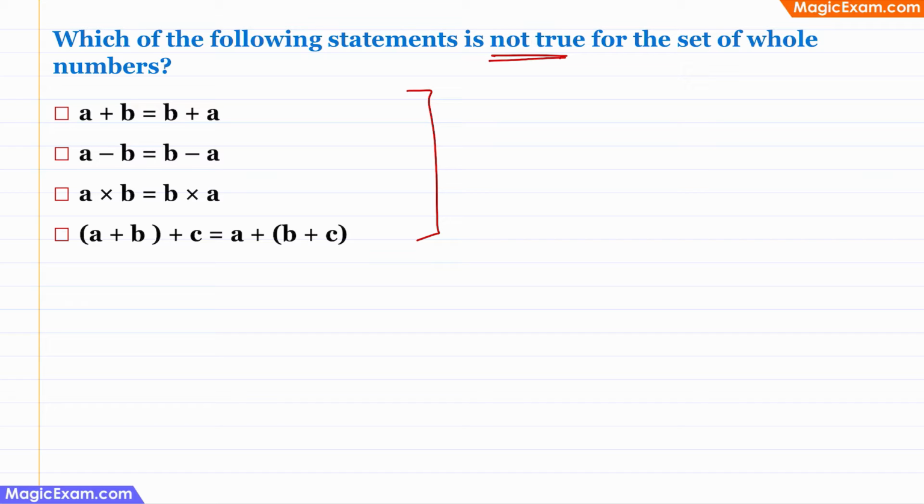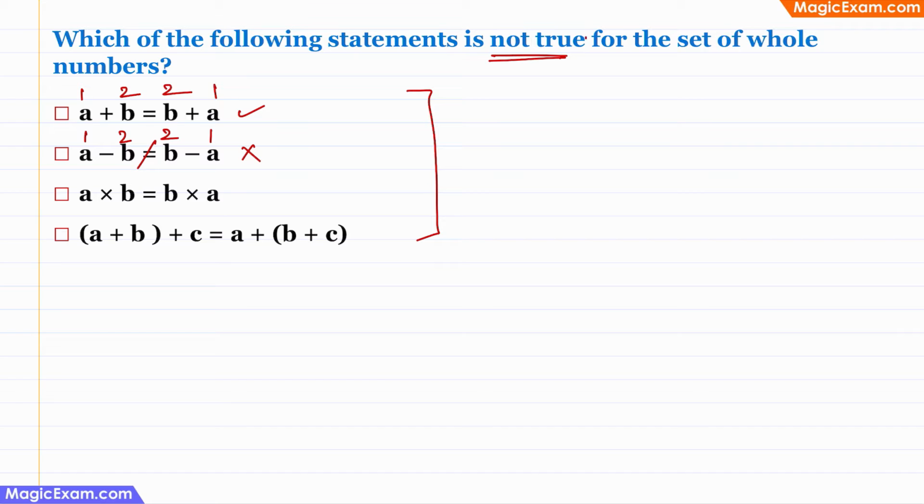For example, if I were to put 1 and 2 here and 2 and 1 here. So 1 plus 2 is equal to 2 plus 1. Therefore, this is a correct statement. Again, 1 and 2 here and 2 and 1 here. So, 1 minus 2 is not equal to 2 minus 1. Therefore, this statement is incorrect.